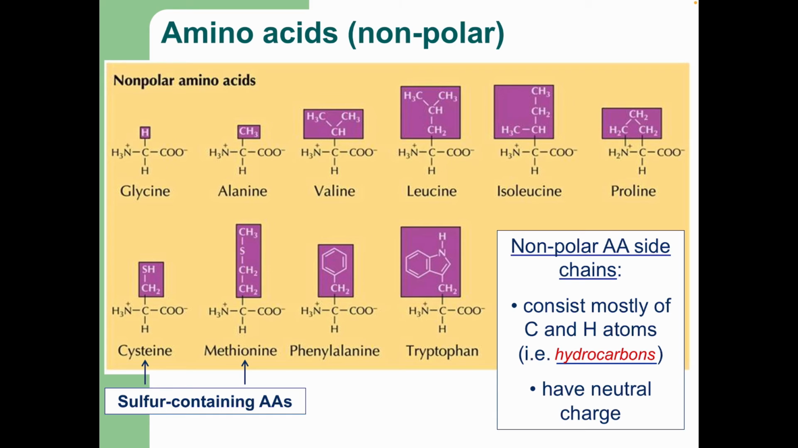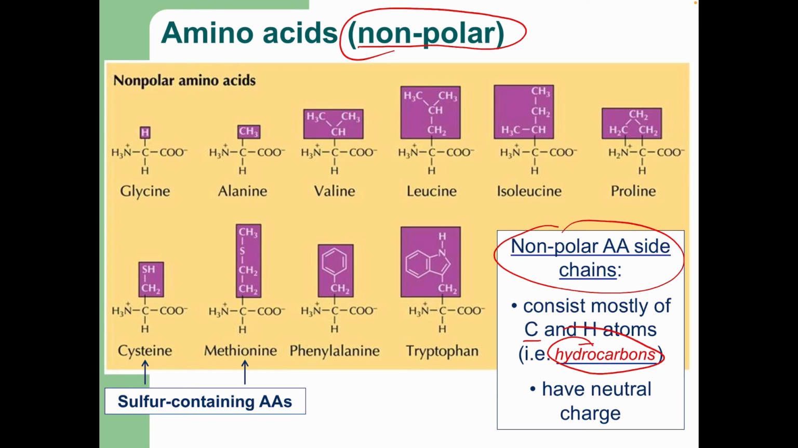So first, we're going to look at the nonpolar amino acids. So again, nonpolar side chains means it consists mainly of carbon and hydrogen atoms, i.e. hydrocarbons. So you can see all our hydrogens, and have a neutral charge. So nonpolar equals neutral.